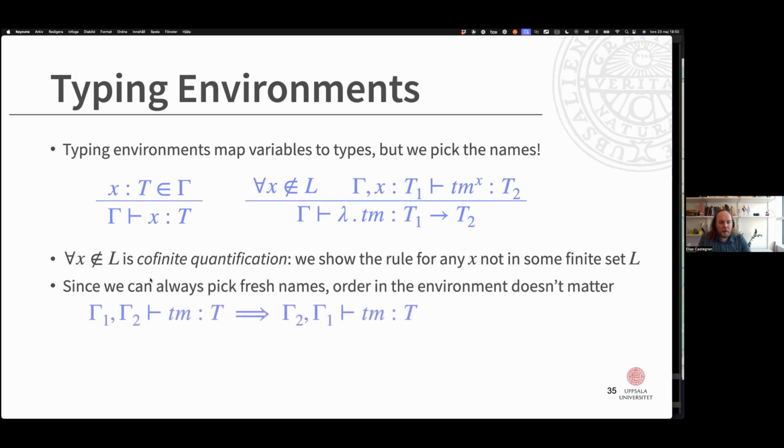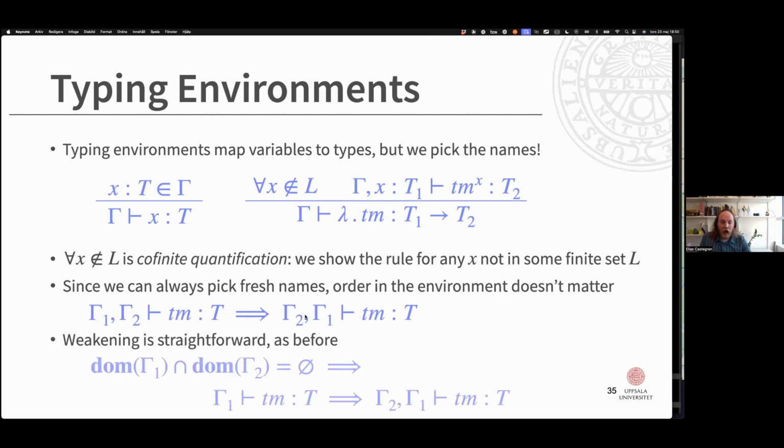Because we can always pick fresh names like this, the order again doesn't matter. And weakening is straightforward, just as before. We can always extend our environment by things, because we're not shifting indexes around or anything.